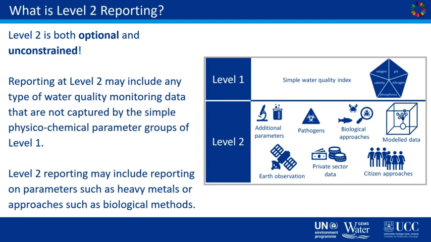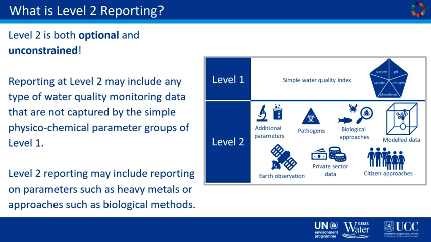So what is Level 2 reporting? Level 2 is both optional and unconstrained. Level 1 reporting covers the parameters that are relevant at the global scale, whereas Level 2 goes further and provides the opportunity to report any water quality data of national or subnational relevance. Reporting at Level 2 may include any type of water quality monitoring data that are not captured by the simple physico-chemical parameter groups of Level 1.